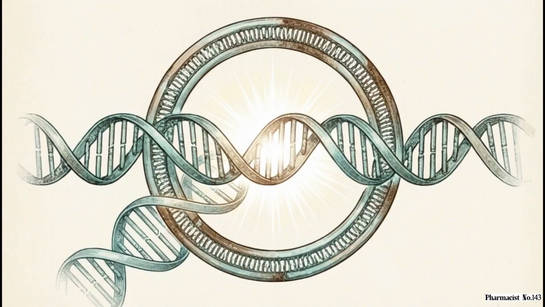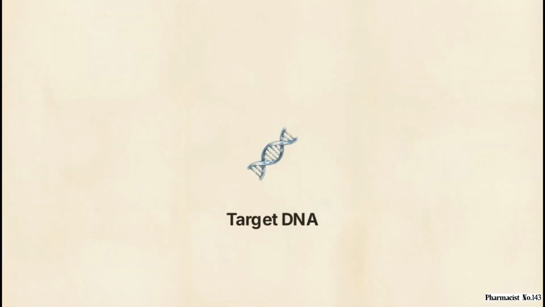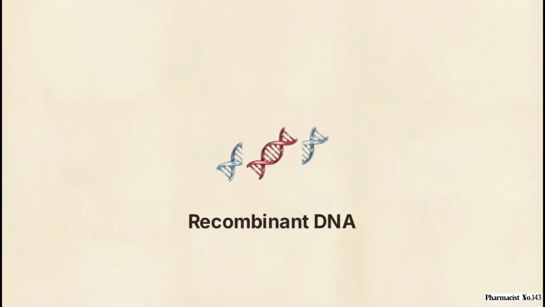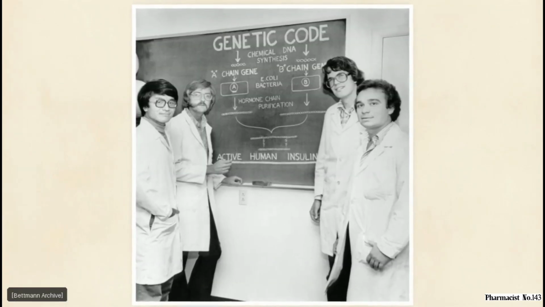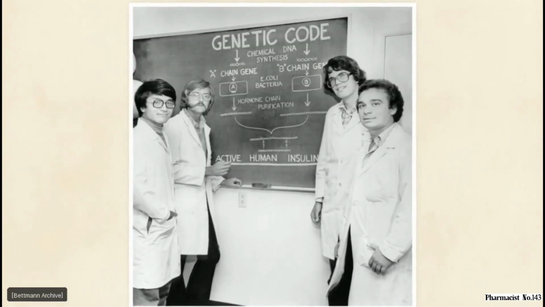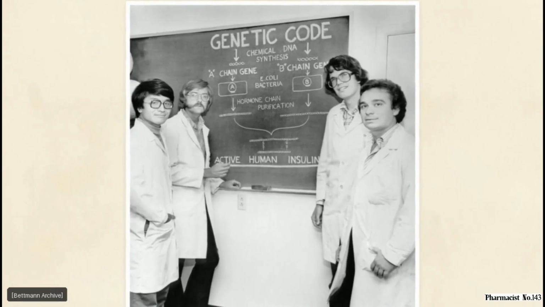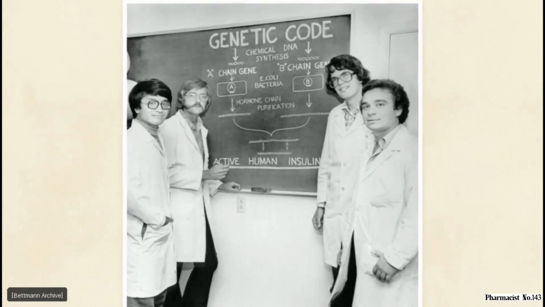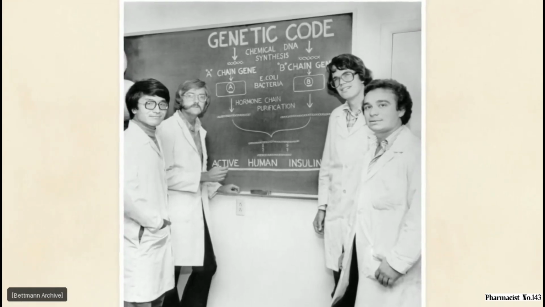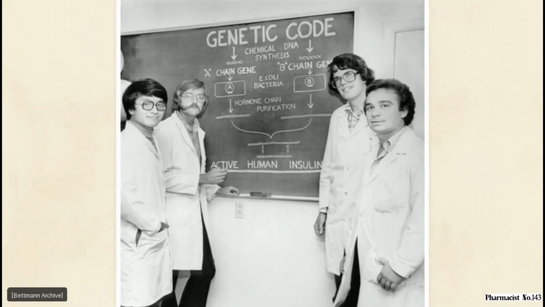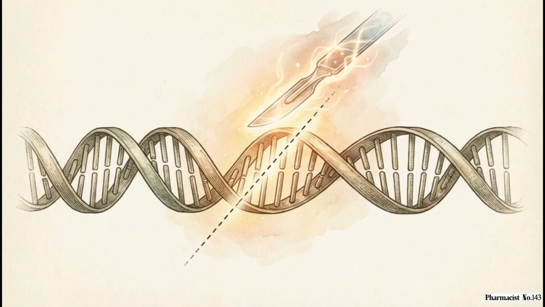This process is defined as recombinant DNA technology, or rDNA. It involves the deliberate modification of an organism's genetic material through direct nucleic acid manipulation. This chalkboard illustrates the 1978 experimental blueprint for synthesized human insulin. It maps the flow from chemical DNA synthesis to the final purification of hormone chains from E. coli bacteria. The chalkboard evidence frames rDNA as a molecular cut-and-paste operation.